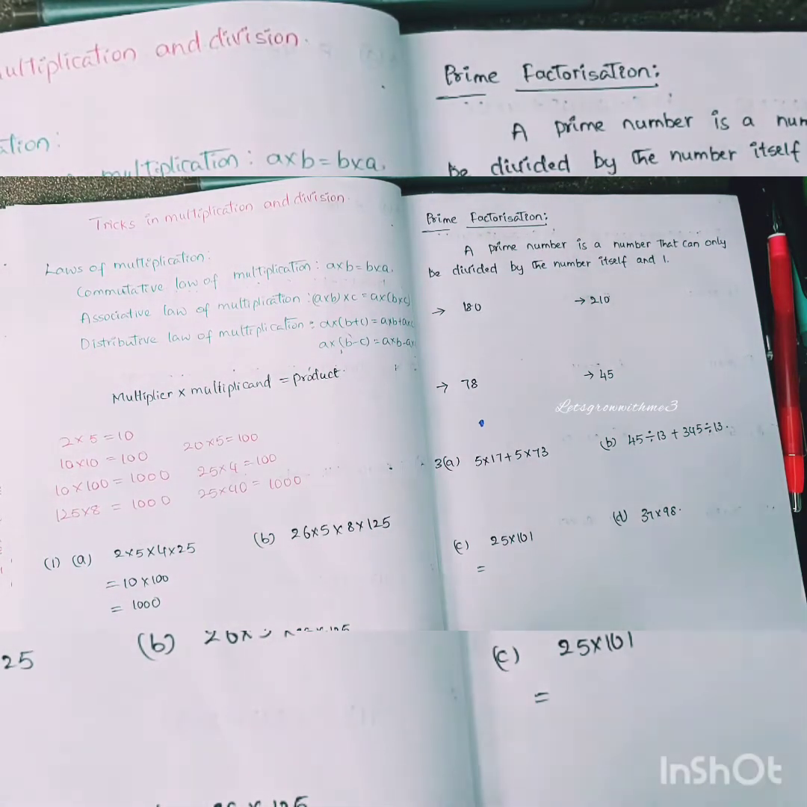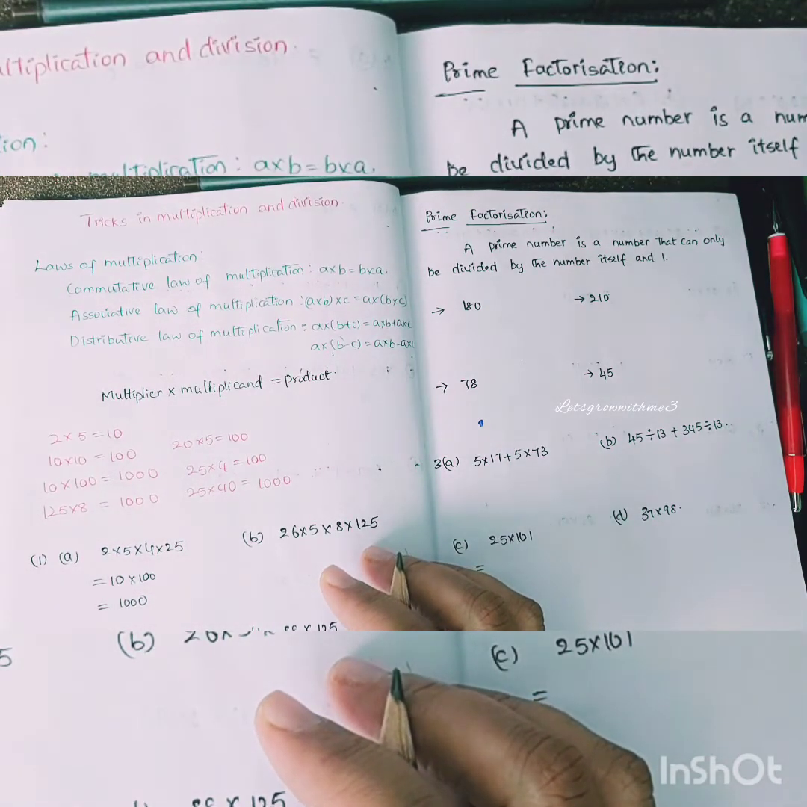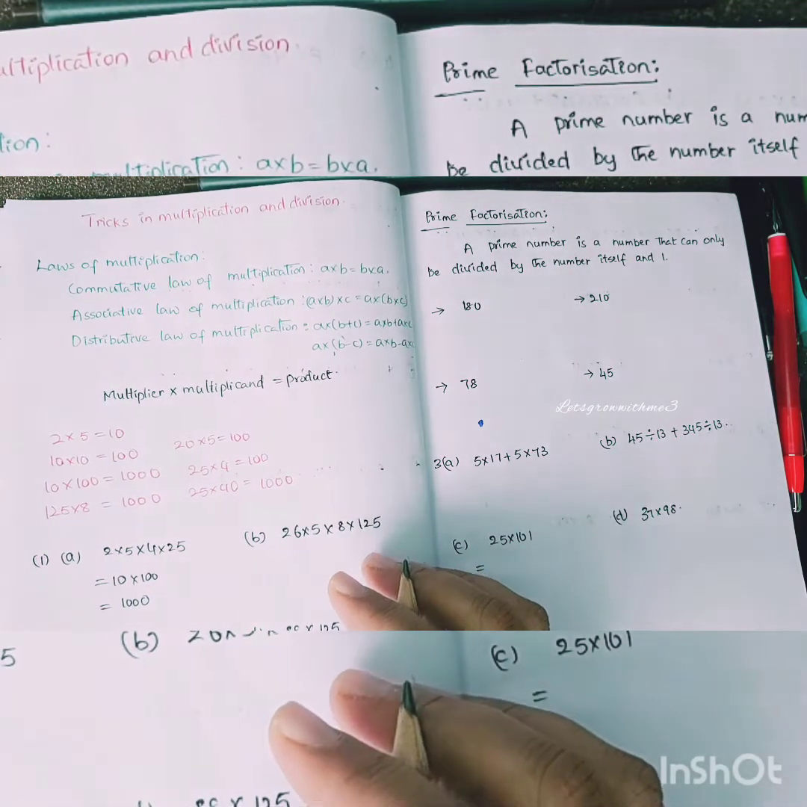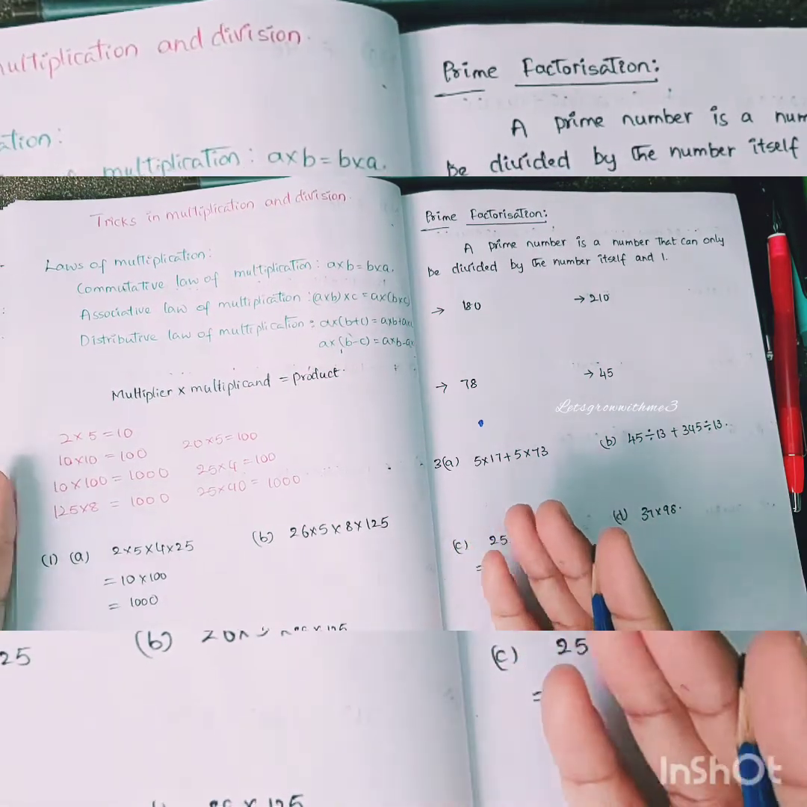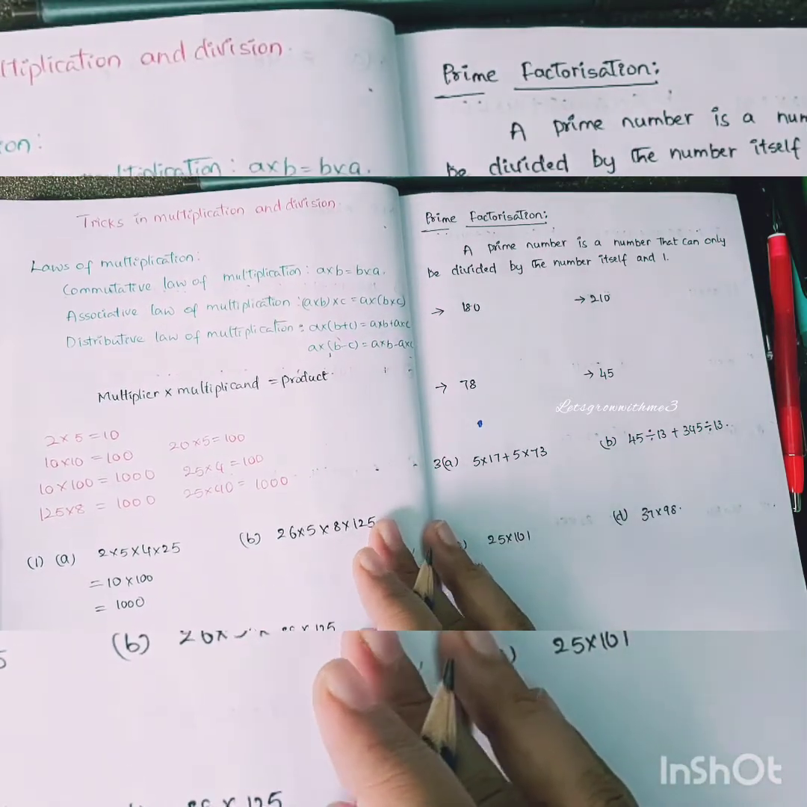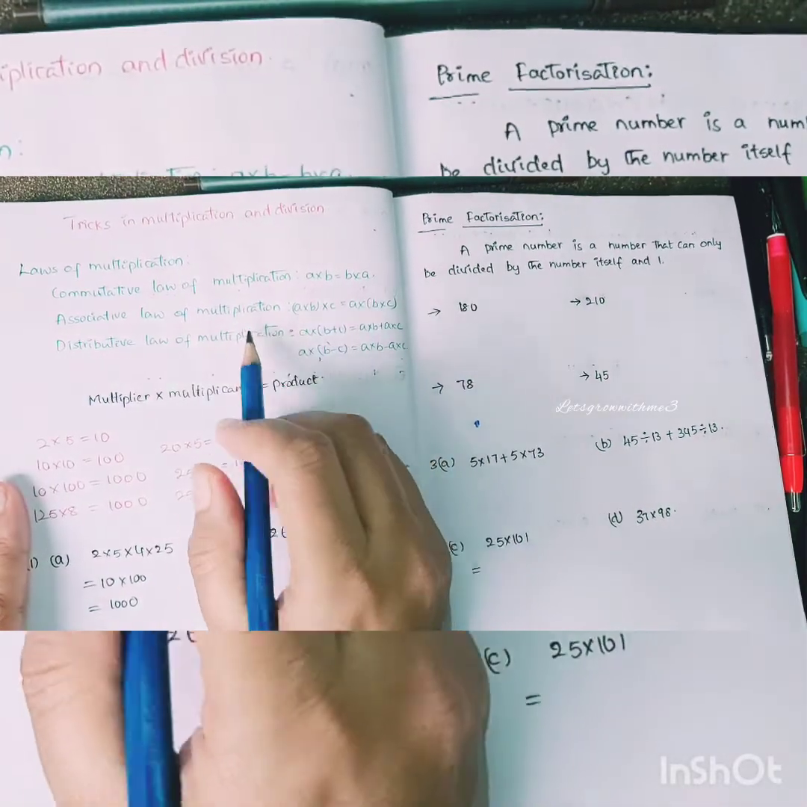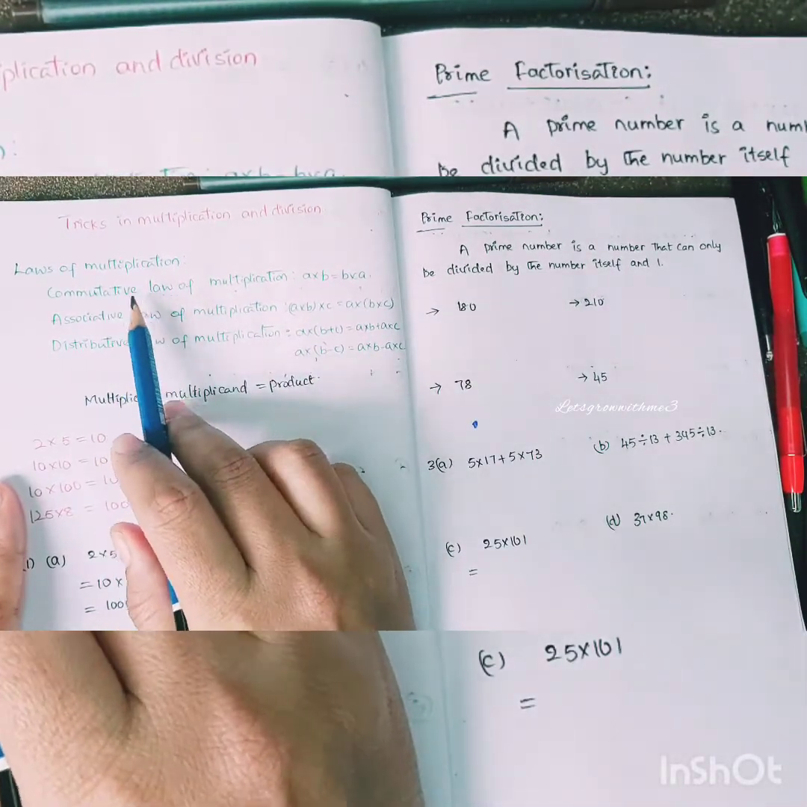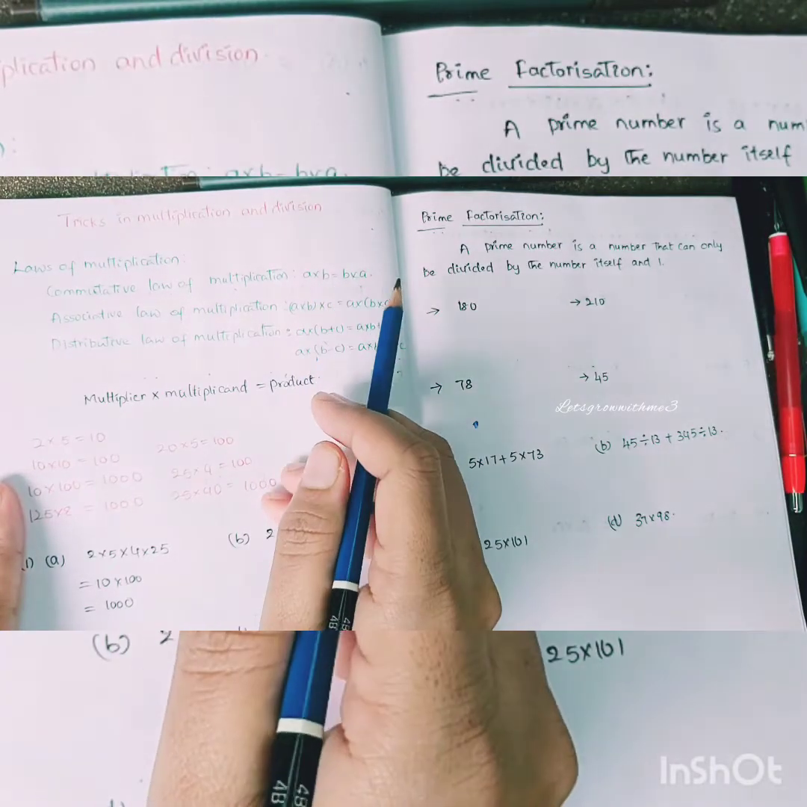So let's start today's topic. Today we are going to discuss tricks in multiplication and division. Last class we learned tricks in addition and subtraction. This class we are going to discuss tricks in multiplication and division. Those who know abacus and Vedic maths, this is just a brush up. You just need to do it one time this class. Okay, so let's see the concepts.